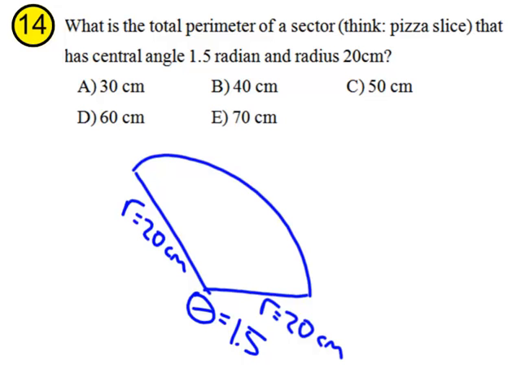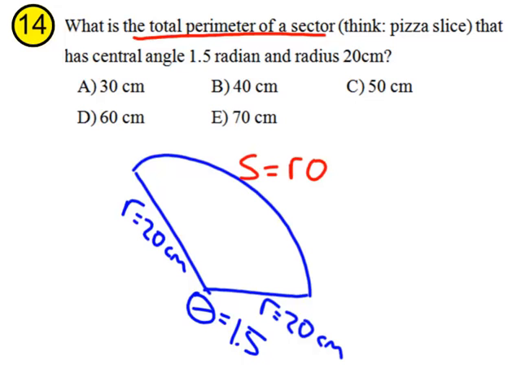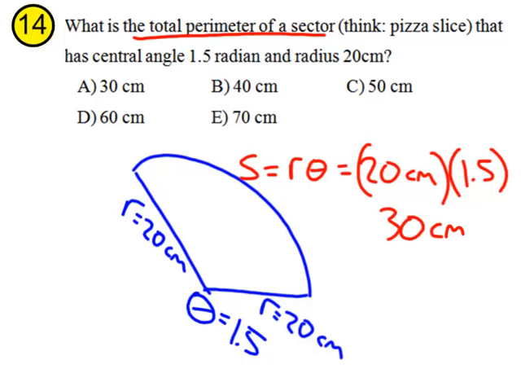And we are asked for the total perimeter of the sector. Well, total perimeter tells us we're not just interested in the arc length. This just comes down to careful reading. We don't want just the arc length. We want the arc length plus these two radii. That's the total perimeter, right? So let's start with the arc length. We'll say that the arc length S equals r theta, which equals 20 centimeters times theta, which is 1.5. We see that the arc length is 30 centimeters.